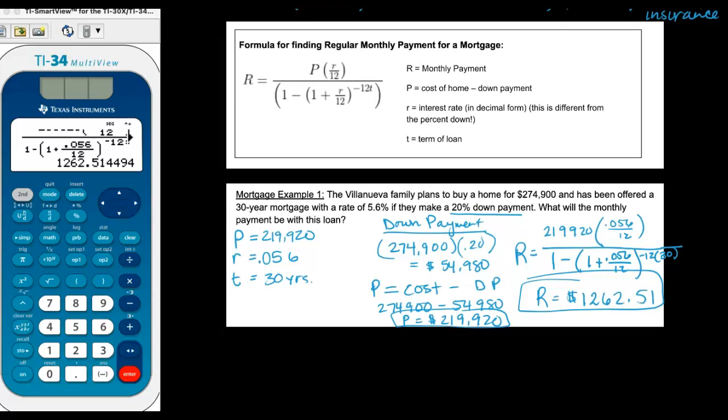Okay. And so this you could also accomplish by doing it just step by step and doing the numerator and denominator separately. I'll show you how to do that real quick in case you're interested. So if you have a scientific calculator, you could just do 219,920 times 0.056 divided by 12. Notice I'm not putting parentheses. You don't have to. The calculator does the order of operations for you. That's not to say you don't always need parentheses, because in some instances you do, but in this case you can get away without using them.